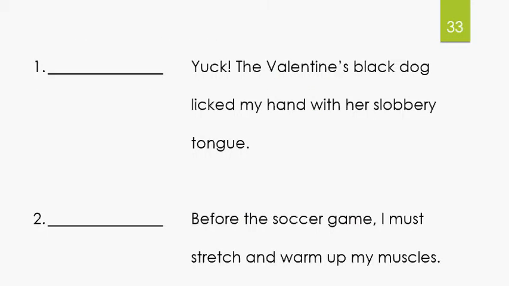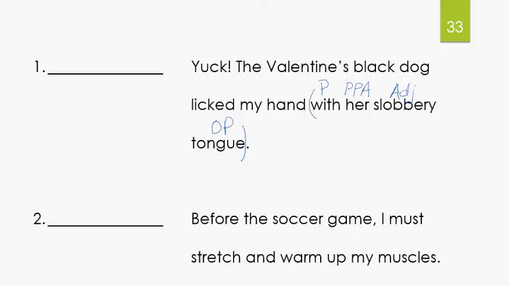Yuck, the Valentine's black dog licked my hand with her slobbery tongue. All right, so what are we going to do first? We're going to look for prepositional phrases, right? So let's see. Do you see any prepositions? How about with? With what? With her slobbery, with her tongue. With tongue is the object of the preposition, label OP. What kind of tongue? Slobbery. Adjective. Her is a possessive pronoun, right? Adjective. Remember your possessive pronouns. There you go. And you put your parentheses around there.